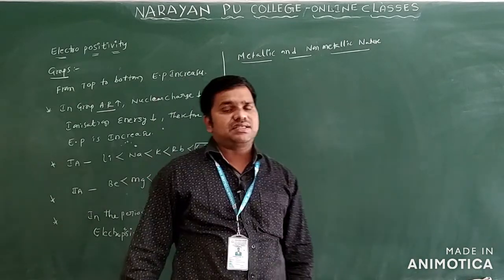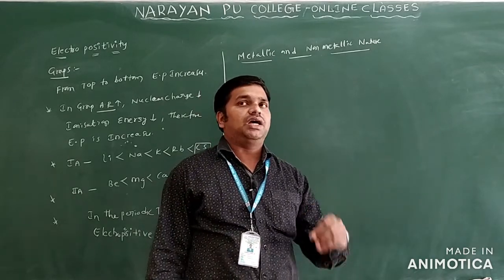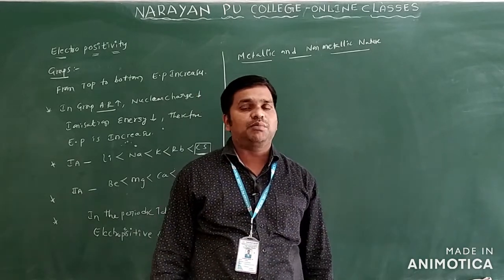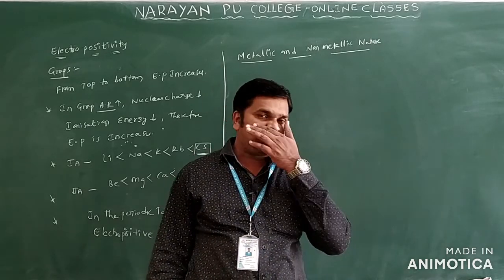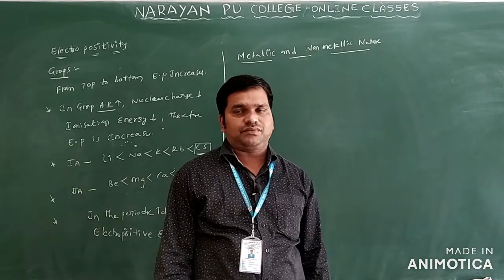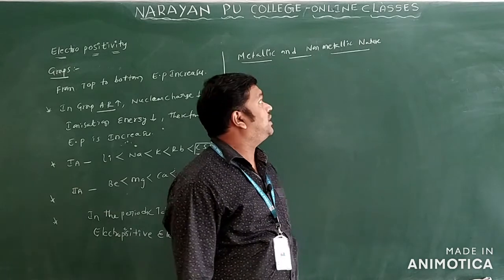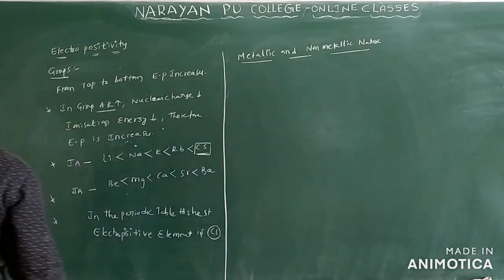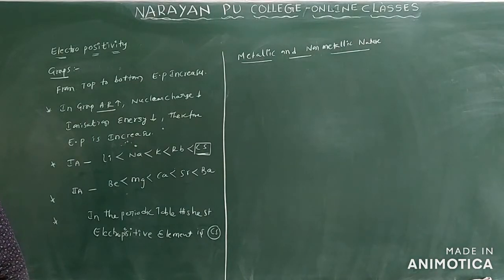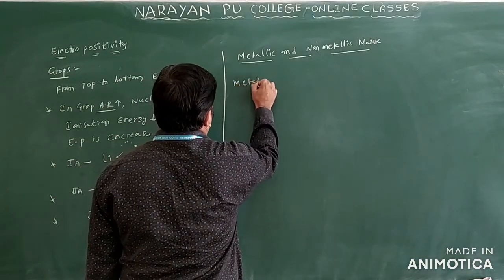Now we will discuss this. An element or a metal with a low ionization energy will have high electropositive nature. If it is a non-metal, suppose you are taking an element with high electronegativity, they can act with non-metallic nature only. So we'll discuss this metallic and non-metallic nature. You will see what the metallic nature is.